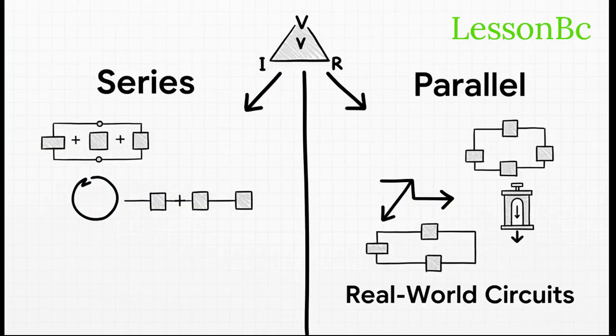So let's just do a super quick recap. If you remember anything, remember this. Series, one path, the current is constant, and resistances just add up. Parallel, many paths, the voltage is constant, and adding more paths actually lowers the total resistance. And the one rule to rule them all is Ohm's law.